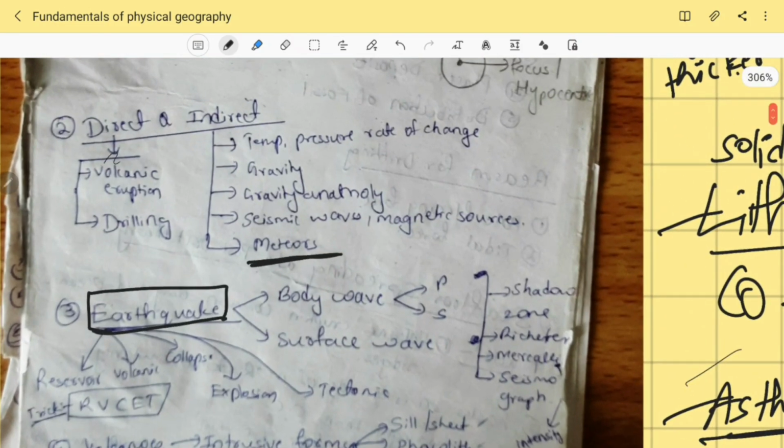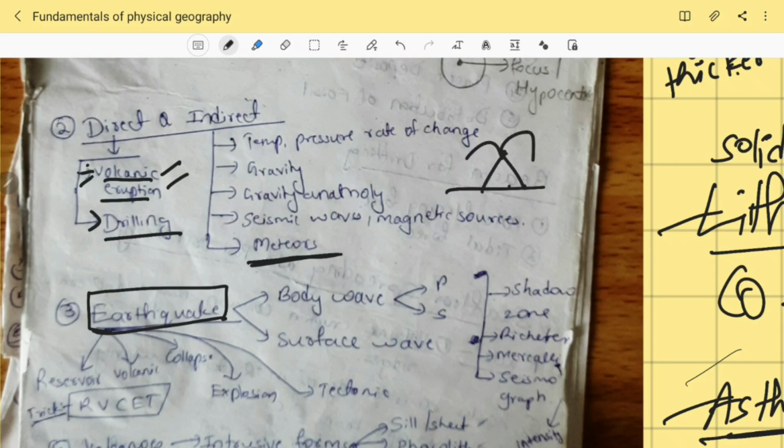In direct sources, you have two things. One is volcanic eruption. The second one is drilling. Volcanic eruption means, say there is a volcano here, all the materials which are inside the earth come out, right?